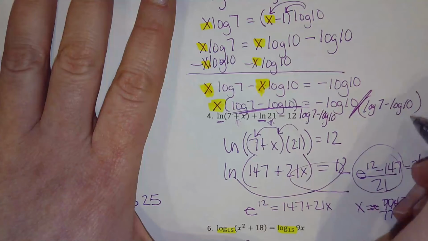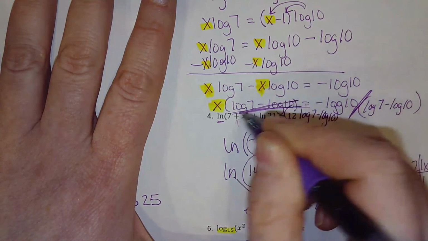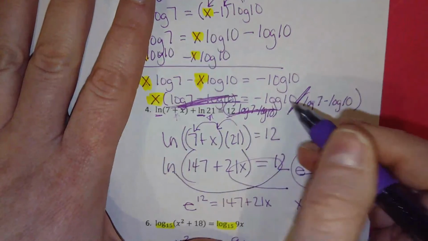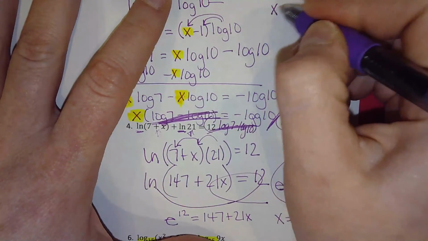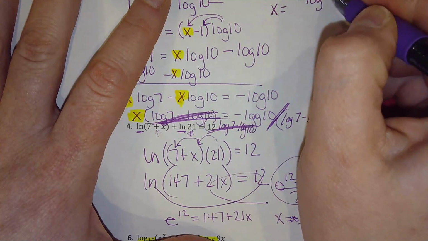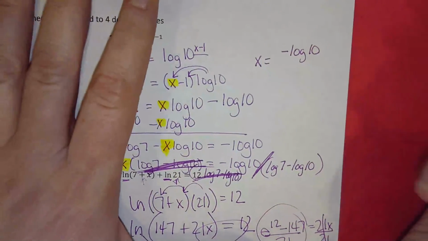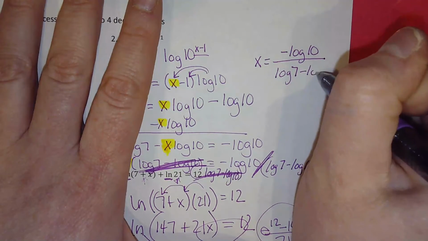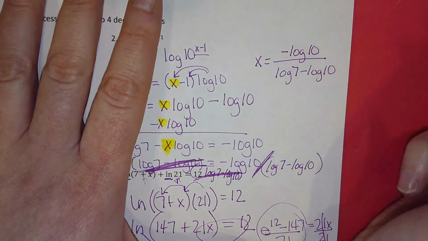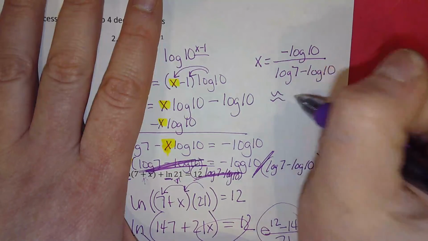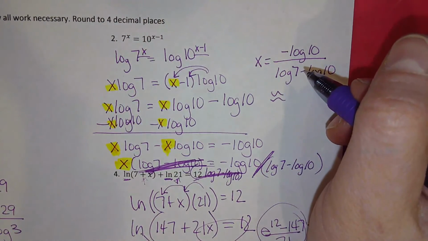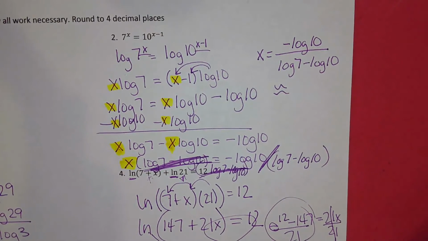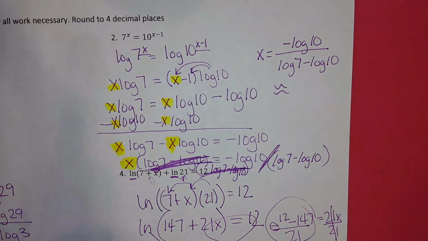And what happens is this will cancel here. And then I'm going to have x equals negative log 10. So x equals negative log of 10, all divided by log of 7 minus log of 10. So I'm going to type that in my calculator. I'm going to get an answer. When I do that, I'm going to make sure I take the time to type it out correctly.